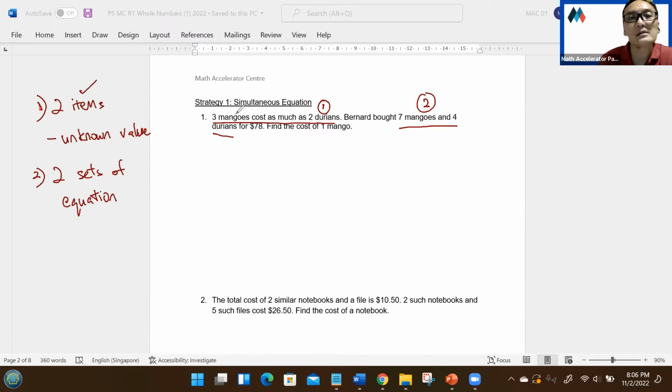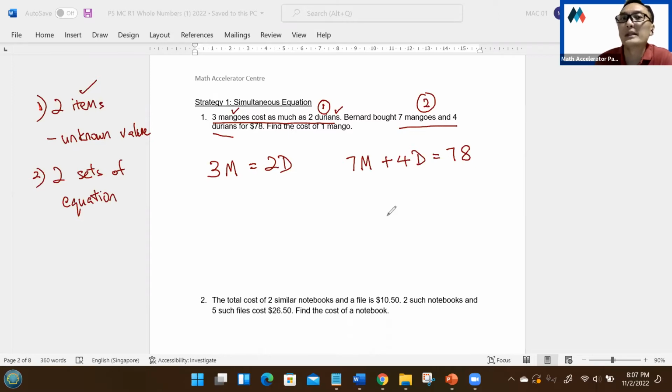Same thing, we have 2 items. We have the mangoes and we have the durians. However, we do not know the actual value of the mango or durians, right? So let's write out the first equation. That means 3 mangoes is equals to 2 durians, right? Then the second equation, I normally write on the right side. It says that 7 mangoes and 4 durians cost $78, right?